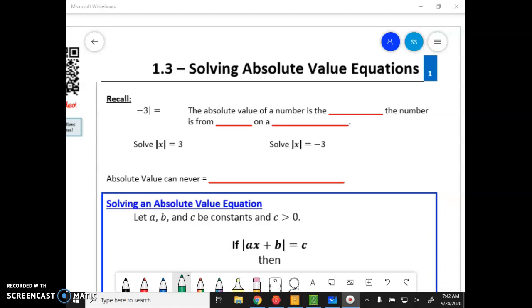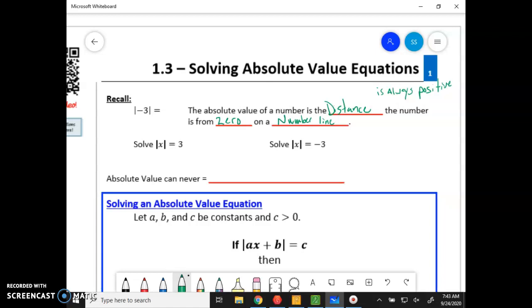All right, so we are going to look at just the basics of absolute value here. The absolute value of a number is the distance the number is from 0 on a number line. Okay, and the key word here is distance, because distance is always positive. If you drive in reverse, you're not going negative distance.